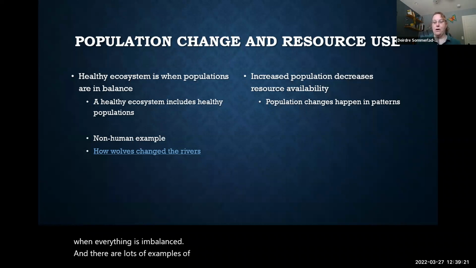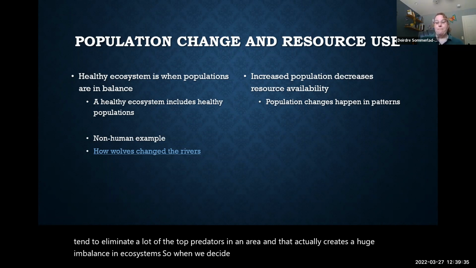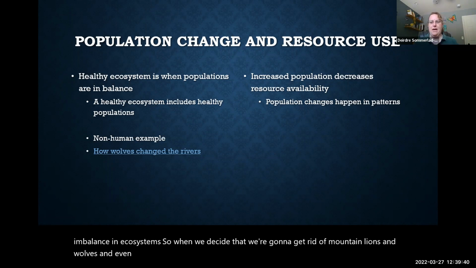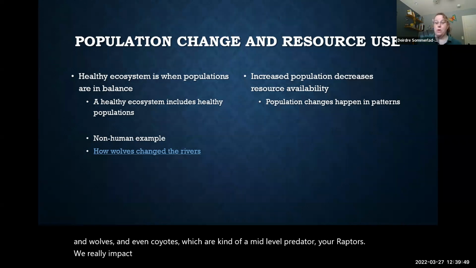Humans tend to want to take out competition. So we tend to eliminate a lot of the top predators in an area, and that actually creates a huge imbalance in ecosystems. So when we decide that we're going to get rid of mountain lions and wolves and even coyotes, which are kind of a mid-level predator, your raptors, you know, we really impact the ecosystem because we're no longer in balance.